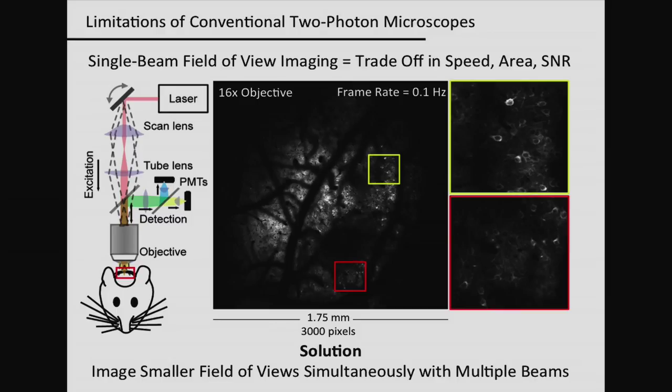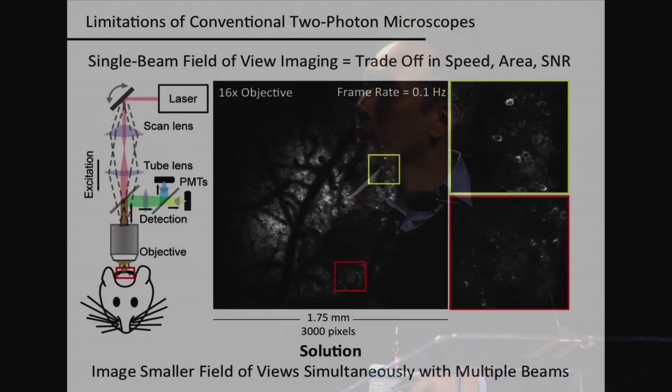Currently, there are certain limitations to conventional two-photon microscopes. Normally, when you have a two-photon microscope, you have a single laser beam that's driven by a mirror that's performing a raster scan across your field of view. There's a trade-off between the area of brain that you want to image and the speed and signal-to-noise that you can achieve. For instance, if you wanted to image this area here that's on the order of 1.7 by 1.7 millimeters with the resolution and signal-to-noise to identify a particular neuron, it might take you about 10 seconds to scan this entire area.